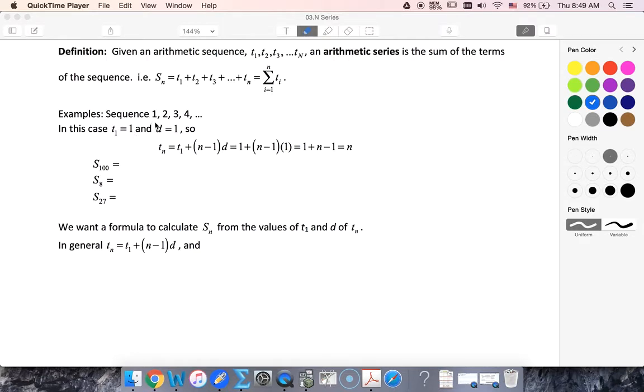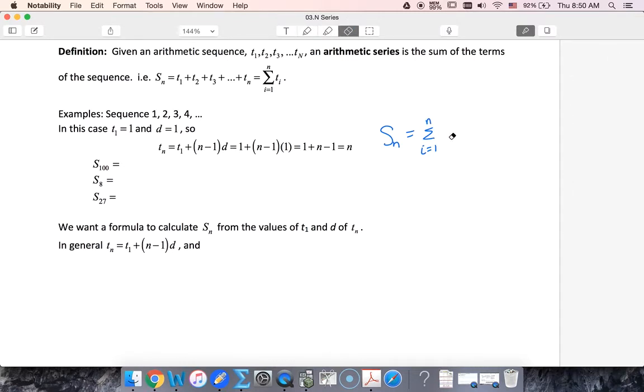So if we look at our most basic arithmetic sequence, start at 1 and just go up by 1, we could calculate the general term, t1 plus (n minus 1)d. Term 1 is 1, my d value is also 1, so I end up with just n. So then my sum of n terms, I could say, is the sum from 1 to n of, sorry, that's going to be i.